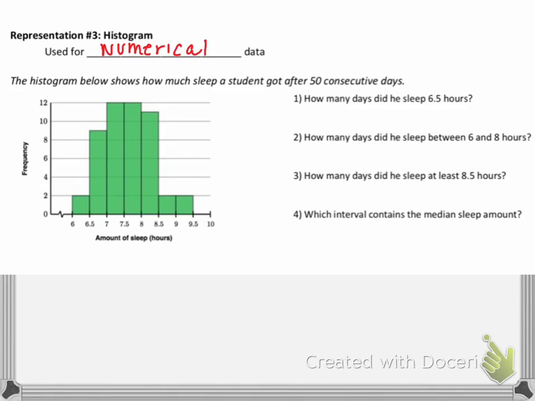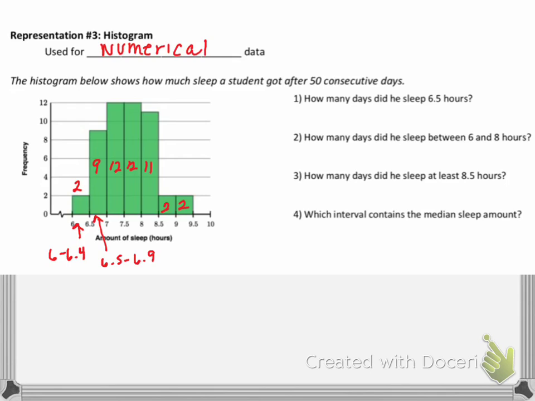Looking at my histogram below, it states that the histogram shows how much sleep a student had after 50 consecutive days. Looking between 6 and 6.5, really this range is between 6 and 6.4. The next is 6.5 to 6.9, and so forth. I can tell 2 days were between 6 and 6.4, 9 in the next category, then 12, 12, 11, 2, and 2. So when figuring out how many days he slept for 6.5 hours?